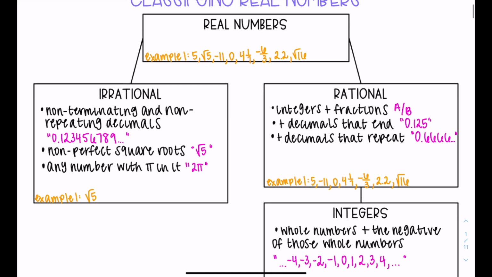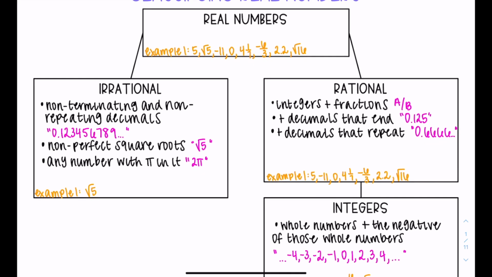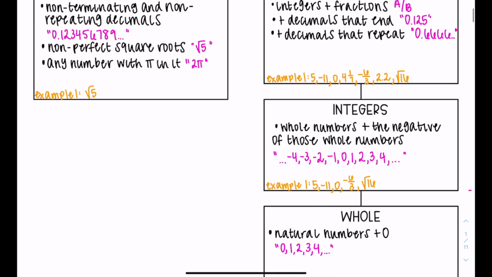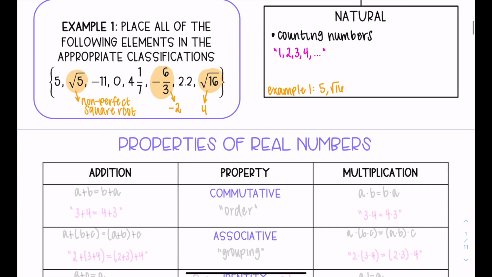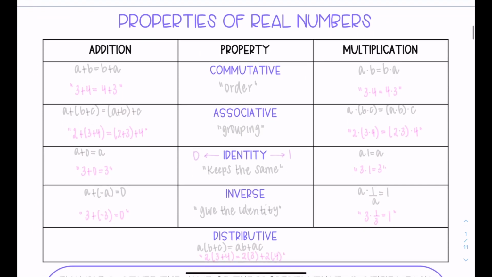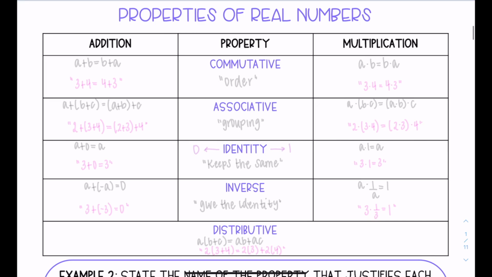So now I think you understand where numbers fall in this hierarchy. Let's talk about the properties of real numbers next. And so we've got 5 major properties. We have the commutative, the associative, the identity, the inverse, and the distributive property. So the commutative property, this deals with the order of things.